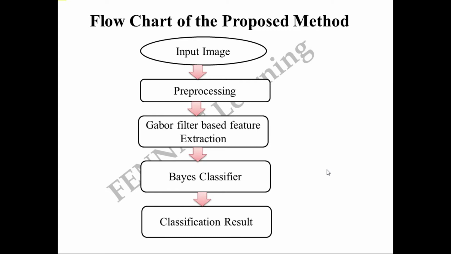So this is the flowchart of the proposed method. We have to give handwriting images as the input image, and we have to pre-process the image to obtain more information from the input image. Then Gabor filter based features are extracted from the input image, and a Bayes classifier is trained for classification of the handwriting based on the person.